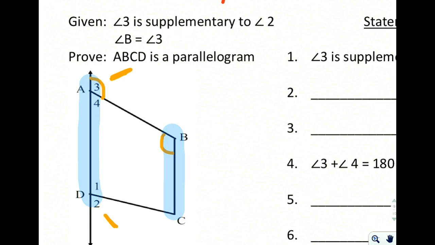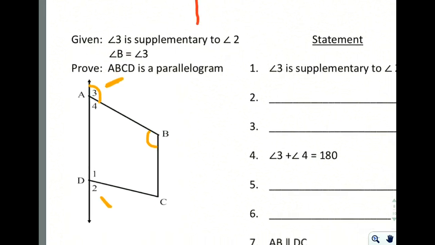As far as other things, I know that I have 2 and 3 being supplementary, and so based on that, I can probably find some other interesting things along the way, possibly something to do with 1 and 4. But let's see kind of where the proof starts us off. So at this point, I think we have enough to get started.